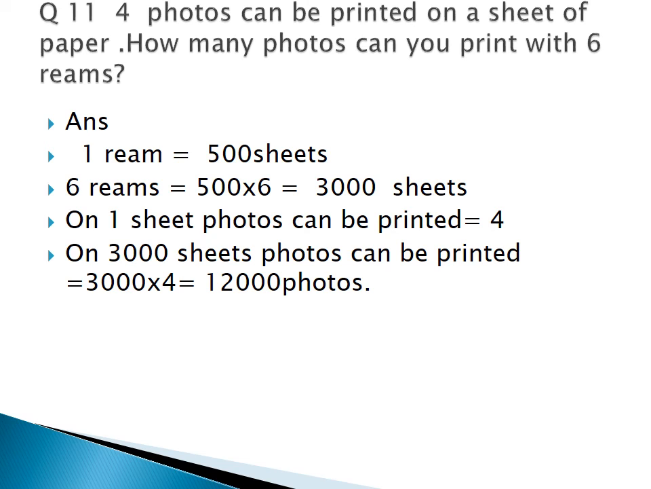Okay. That means one ream is equal to 500 sheets. How many reams are used? 6 reams are used. That's why 6 reams is equal to 500 multiplied by 6, 3000 sheets.